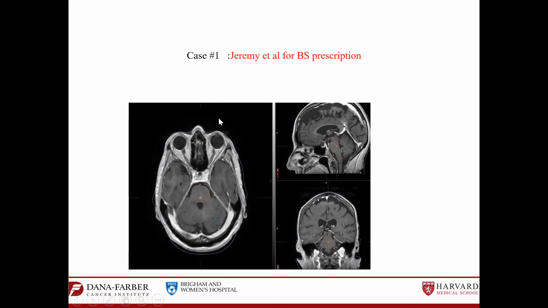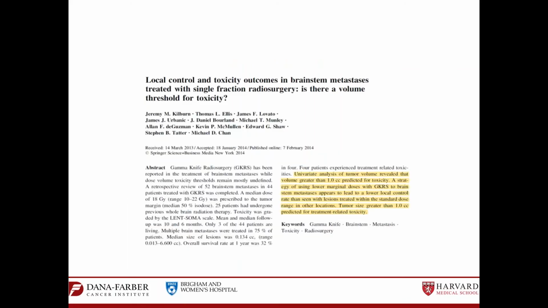There is a Jeremy et al. study that I shared with you. So if you have brainstem lesions with very small volume, you can go ahead and do 1 fraction. So that's the Jeremy trial. It showed that for a tumor volume greater than 1 cc, do not do single fraction. You have to either lower the dose to 18 gray in 1 or do fractionation, okay? But if you have a lesion less than 1 cc, and you can meet the metrics, you can go ahead and treat with 1 fraction.